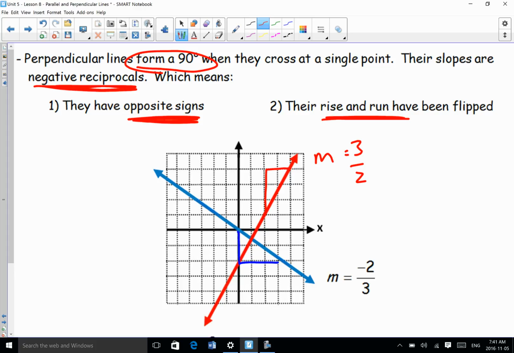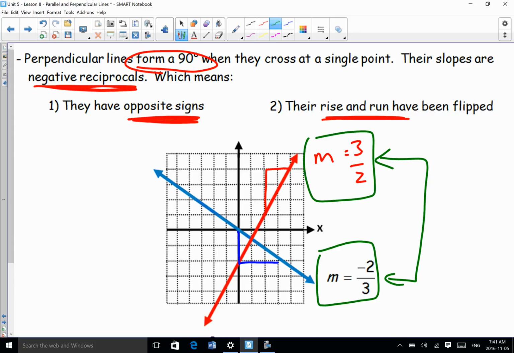So as you can see, these two slopes are negative reciprocals. They have the opposite sign. This one's positive, this one's negative, and my rise and my run have been flipped. So if I've been told something's perpendicular, I can very quickly find a slope by just flipping it over and changing the sign.